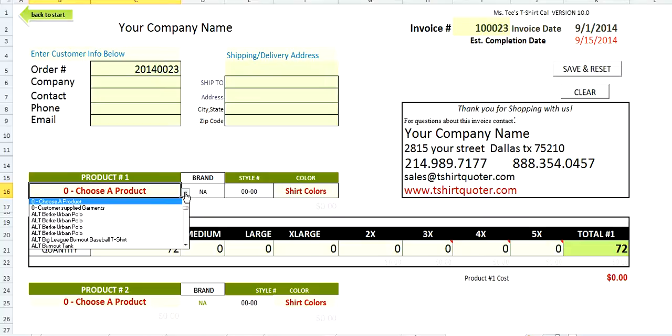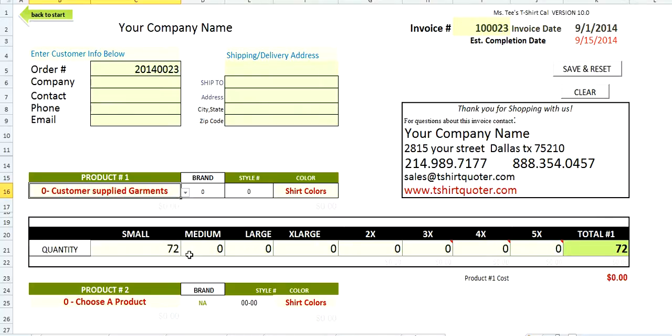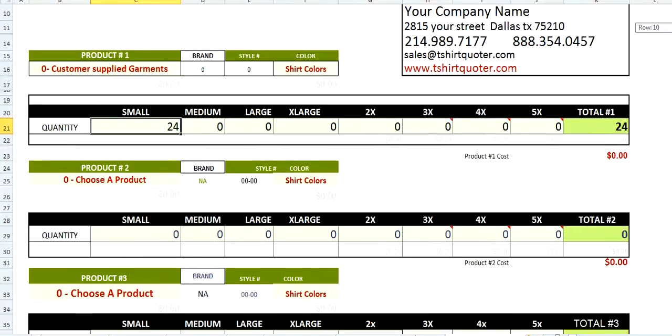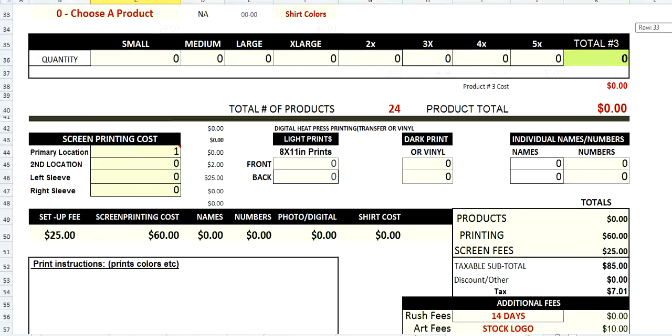So now we're just going to do a customer supplied garment so that you can see the price without adding any garments. Let's do 24 pieces. So we've got 24 pieces a customer wants to have printed, and they're going to just supply their own shirts. So at 24 pieces with a one color design, now we've opened this up so you could see what you're charging. You would be charging $2 per print, and that would come out to $48.